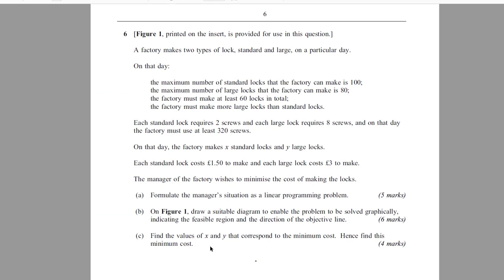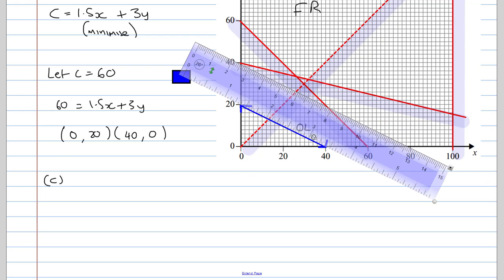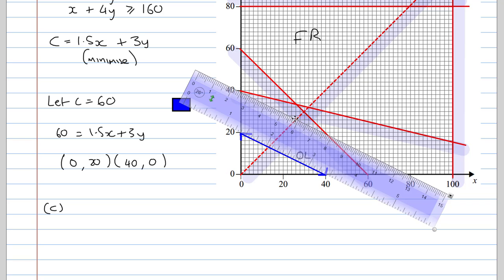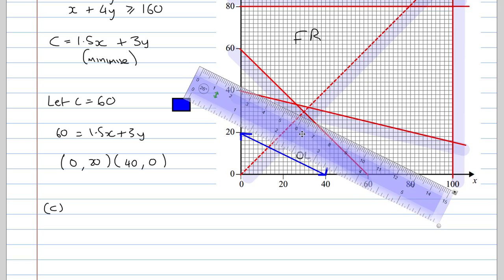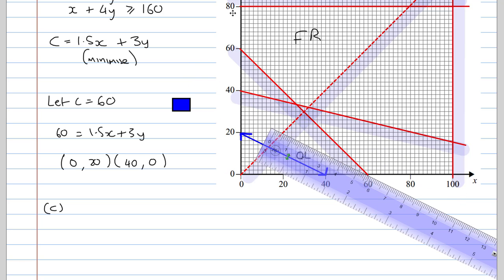In part C it says find the values of x and y that correspond to the minimum cost and hence find this minimum cost. So I'm going to use my objective line to find the minimum cost. To do that I need a 30 centimeter ruler, and I need to take my ruler and align it with my objective line. And then I'm going to move my ruler up until I find the first point where it enters this region. If I do that, it's quite close, but it's going to be this point here. And that will be the minimum cost.